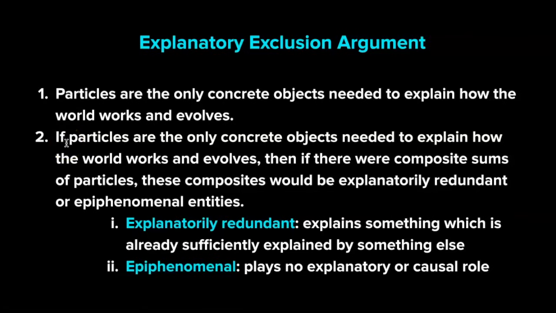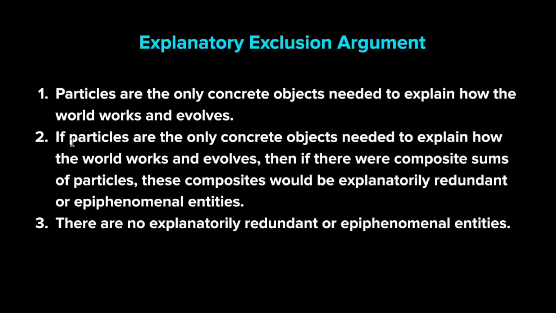If particles really are the only concrete objects that we need to explain the world, then supposing that there are composite objects in addition to the particles, well then they either do some explanatory work or not. If they do some explanatory work, well then, given that the particles already suffice to explain everything about the world, they're just explaining something which is already sufficiently explained by something else, in which case they're explanatorily redundant. By contrast, if the composites do no explanatory work, well then they're just epiphenomenal entities. They're just kind of danglers. They don't play any causal or explanatory role whatsoever. So this premise seems to be on really good footing.